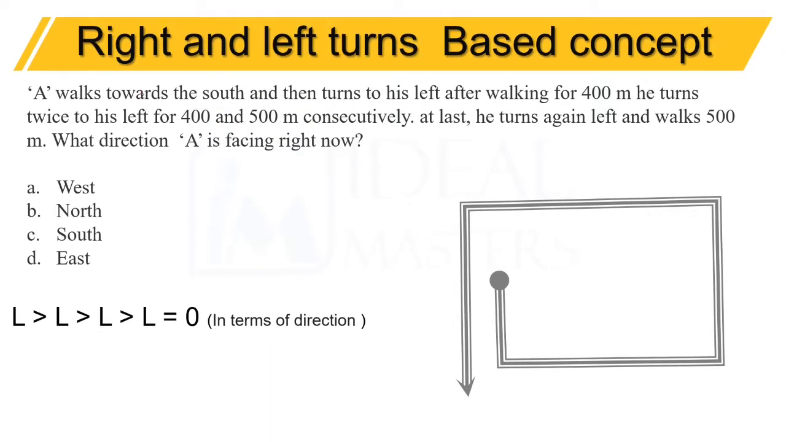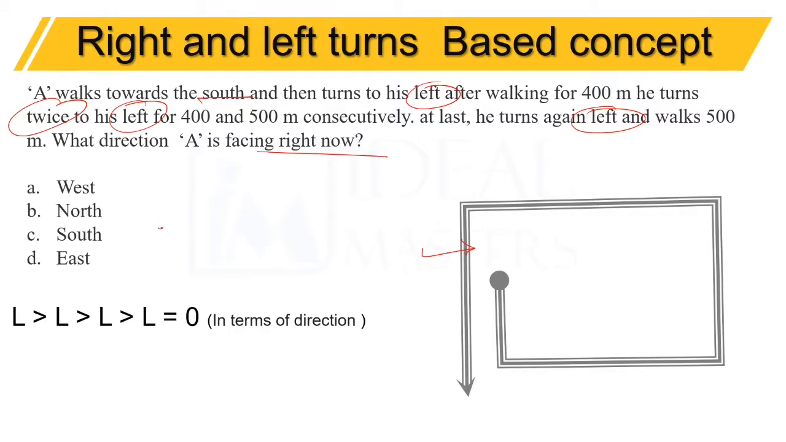First question. A walks towards the south and then turns to his left. After walking 400 meters, he turns twice to his left, for 400 and 500 meters consecutively. At last, he turns again left and walks 500 meters. What direction is A facing right now? If you go with the conventional method, you have to draw a diagram like this and find an answer. That is south. And it is quite easy to solve.